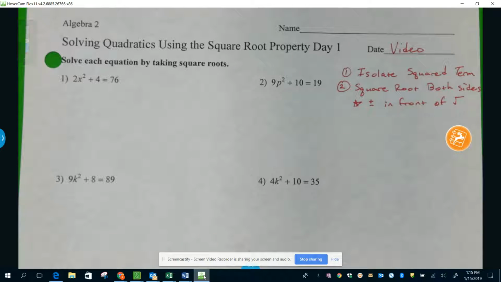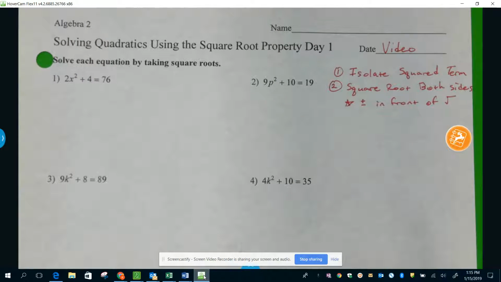Alright, today we're looking at solving quadratics using the square root property. Over here on the top right of the page, I've got the steps that we need to take in order to solve these using square roots. Before we can take any square roots, we've got to make sure that our squared term is isolated.